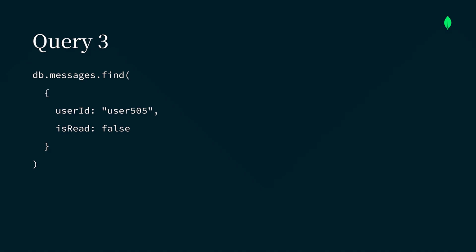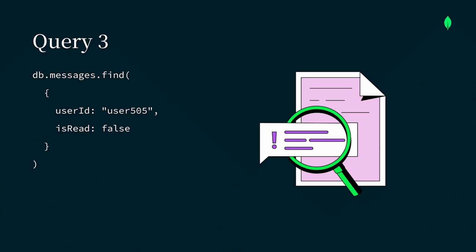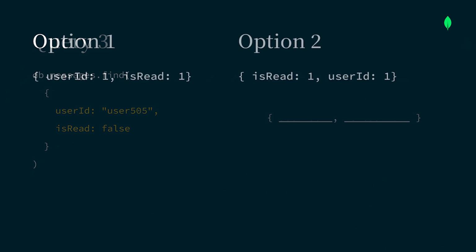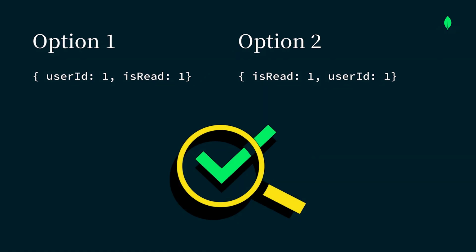Query 3 displays all unread messages for one user in their inbox. It helps us query for messages that haven't been seen by customers in order to comply with regulations on bank notifications. This query uses an equality match on user ID and isRead. We need to create a compound index on user ID and isRead, but the query performs an equality match on both fields. No matter which order we choose, both options will index the same number of documents.